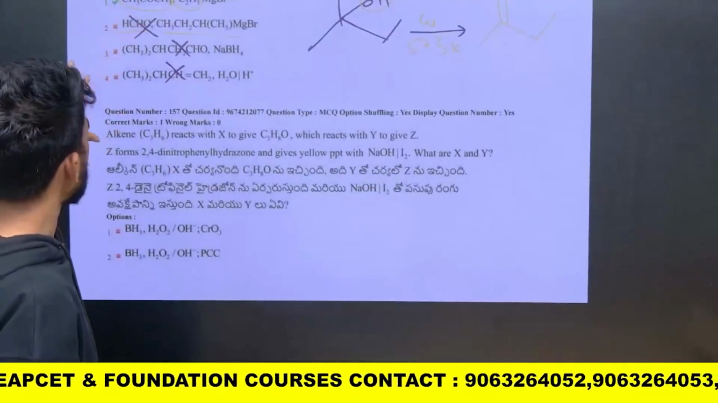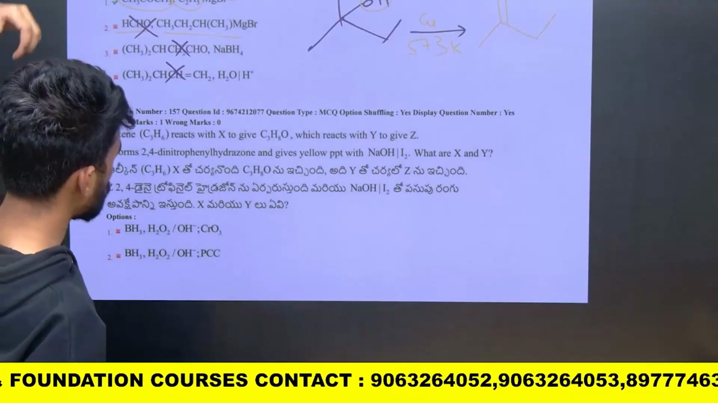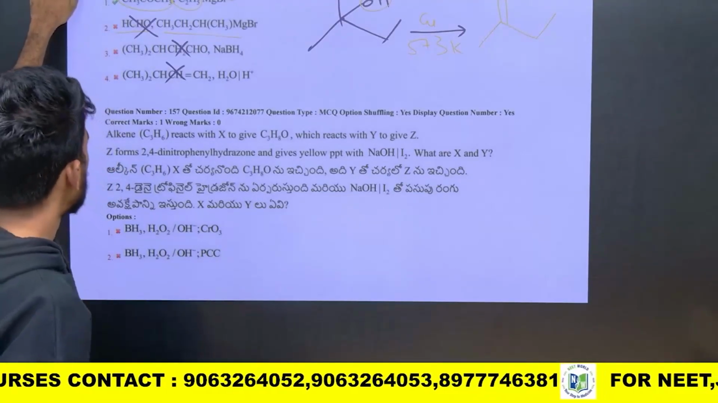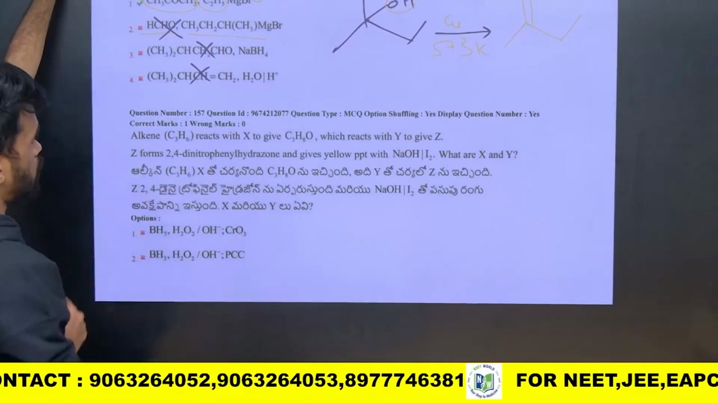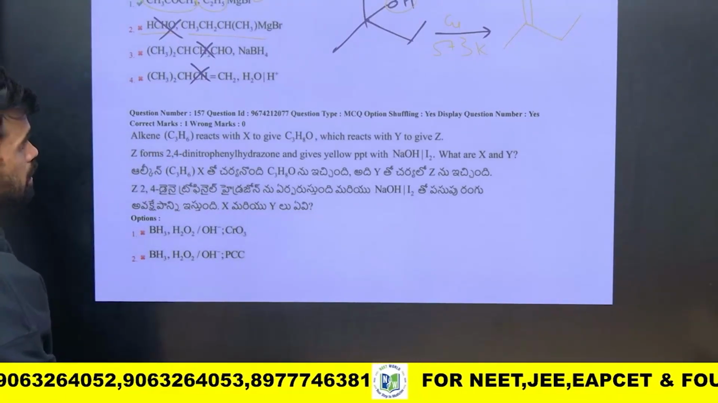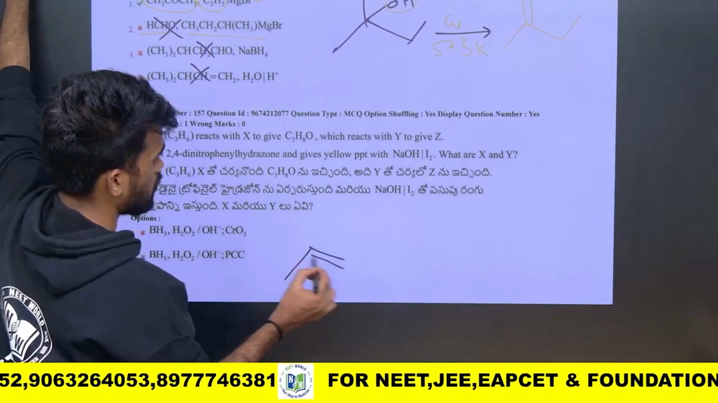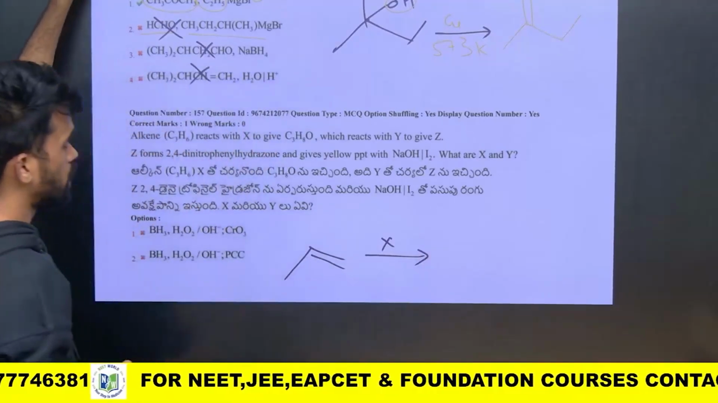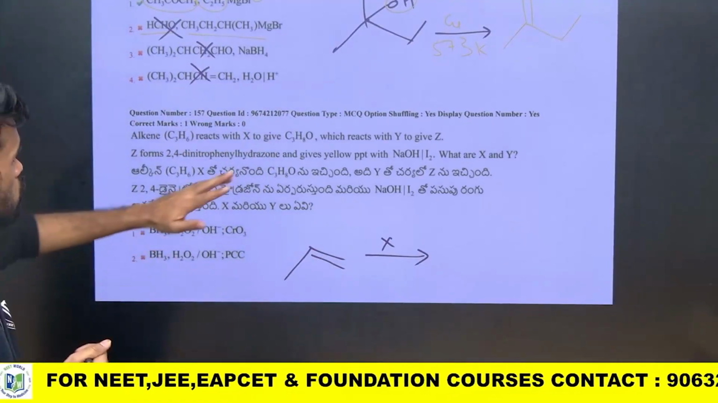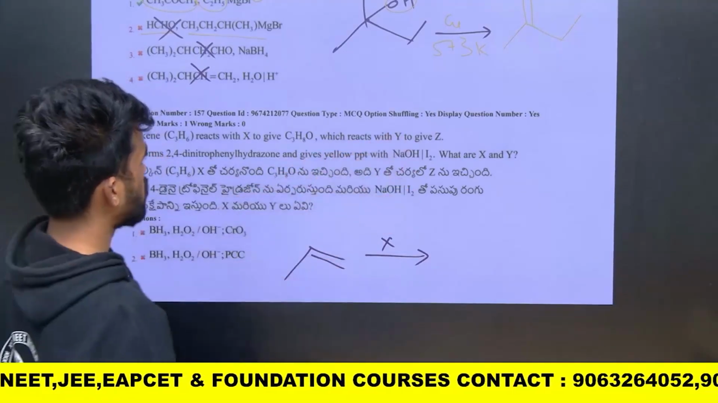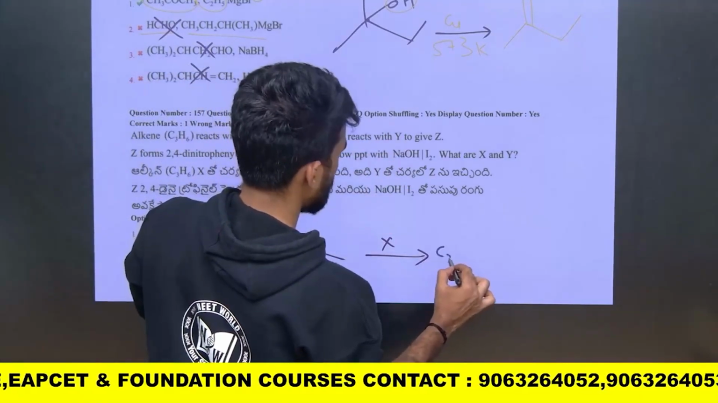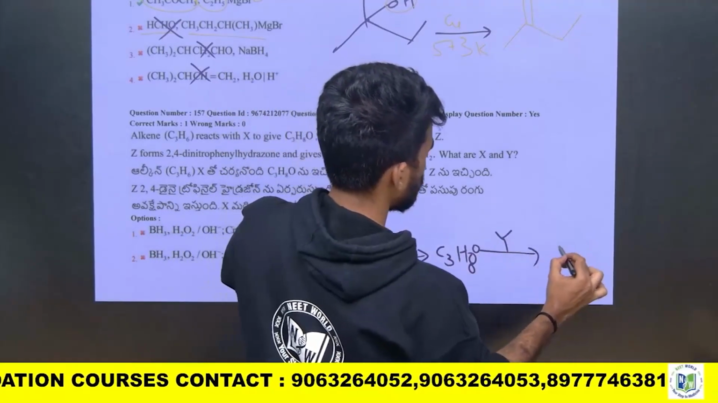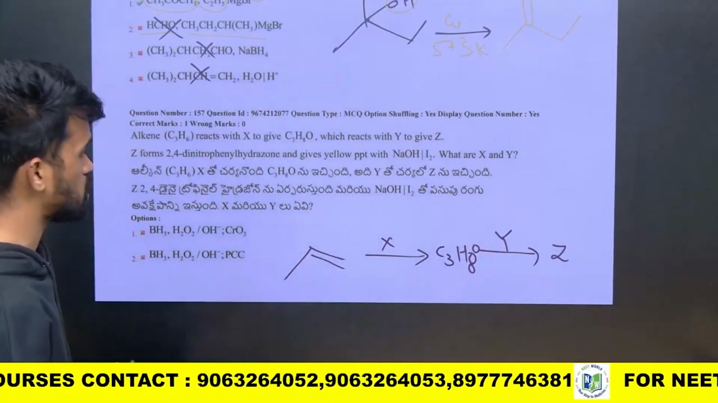Next, alkene X, okay, alkene reacts with X to give, okay, reacts with Y to give Z. So this is the formula of alkene, C3H6, it means an alkene. So let us say this is our alkene, reacts with X, gives C3H8O, it means alcohol is formed, which reacts with Y to give Z. So let us say here I am writing C3H8O only, which reacts with Y to give Z. I am writing as it is. Let us construct that properly.